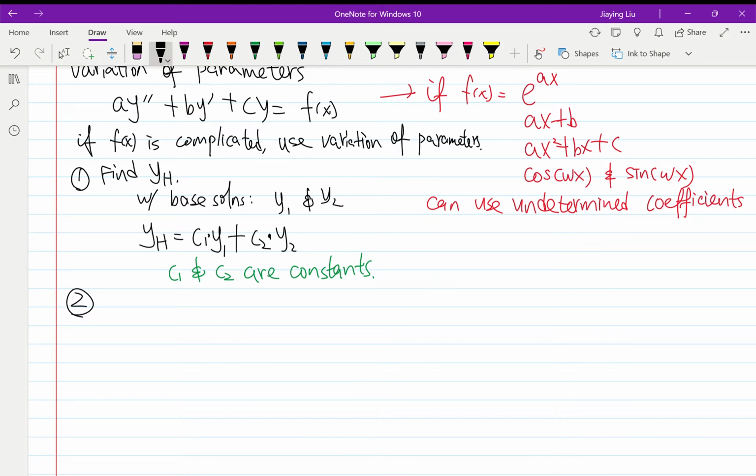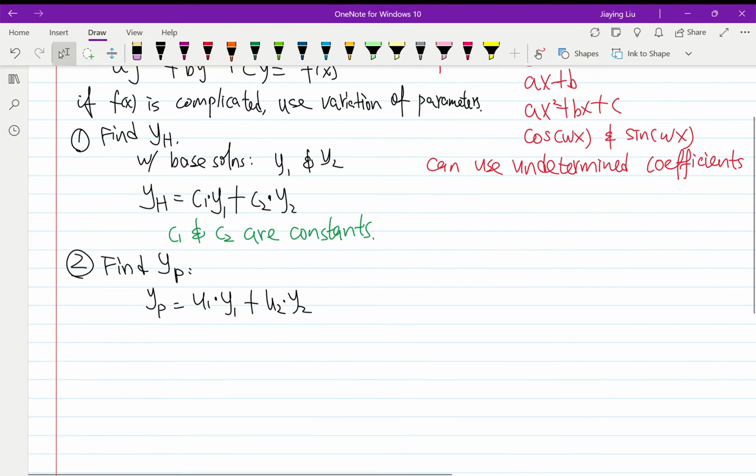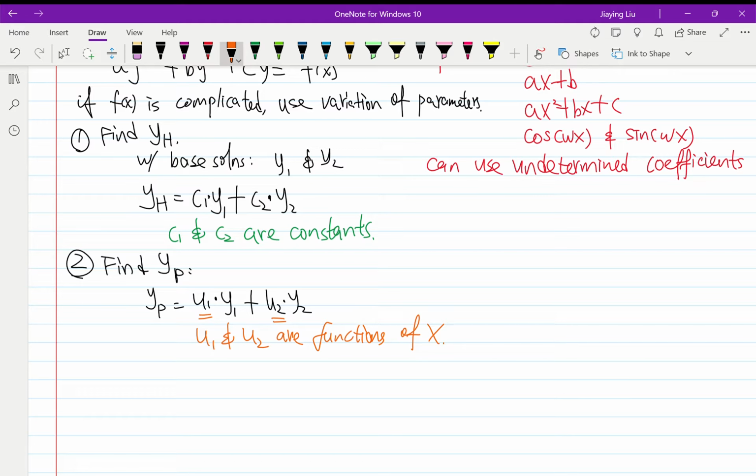So the second step, when we find the particular solution, instead of guessing the particular solution based on f of x, we're going to use a general formula for the particular solution. So yp equals u1 times y1 plus u2 times y2. And in this general formula, u1 and u2 are functions of x. They're not necessarily constants. So that's something to watch out for.